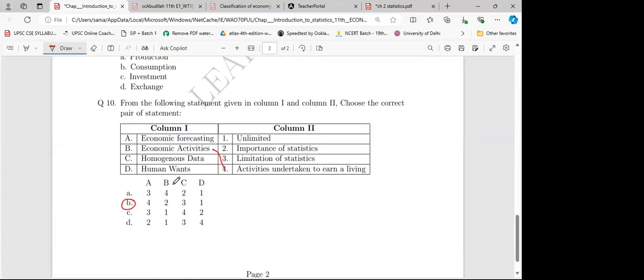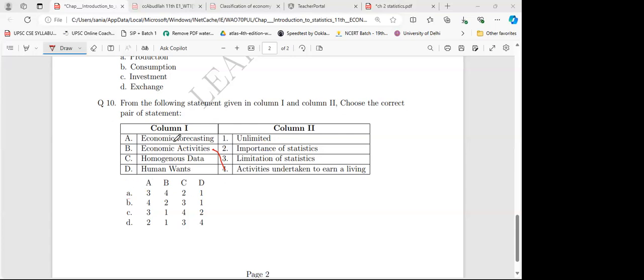From the following statements given in column 1 and column 2, choose the correct pair of statements. The first option was A3, economic forecasting, limitation of statistics. This is wrong. B4, economic activities undertaken to earn a living. This is correct. Then C2, homogeneous data, importance of statistics. This is also wrong. And D1, human wants unlimited. So two are correct and two are wrong.